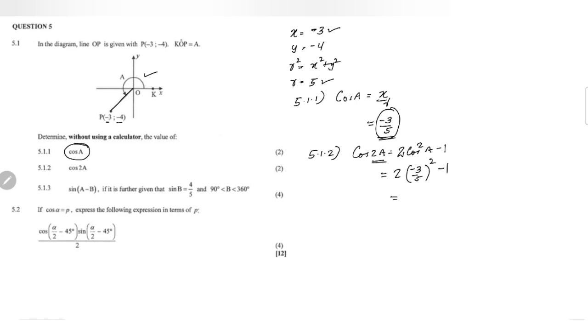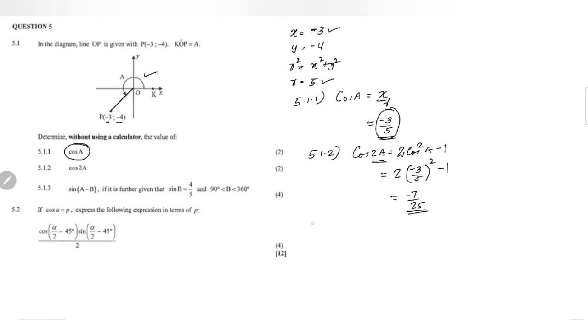Is it clear now? So substitution, 1 mark is there. Now you can use the calculator. It will give you the answer minus 7 over 25. Minus 7 over 25. Is it clear? So that's how we get cos 2A. Do you understand? Alright, now we can move to the next question.